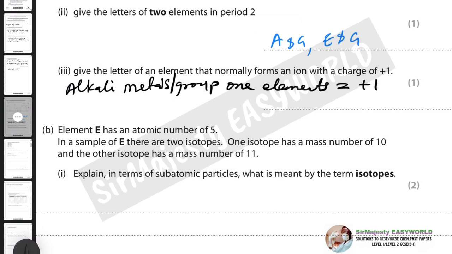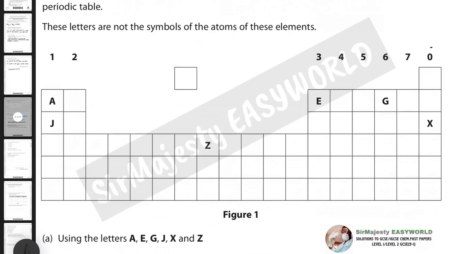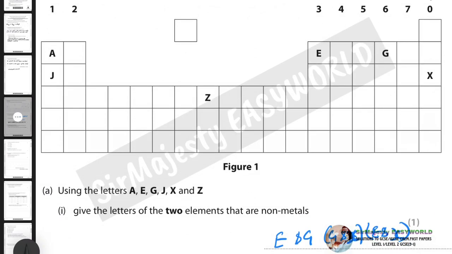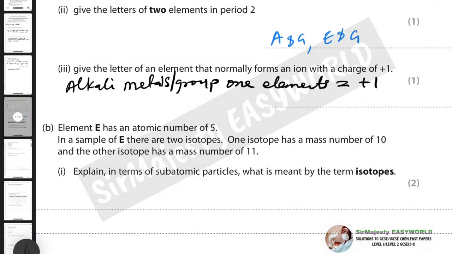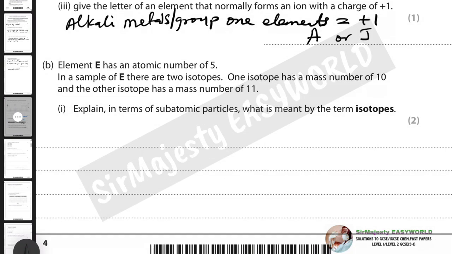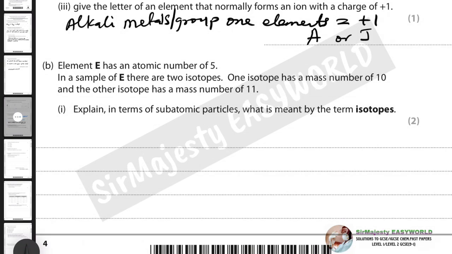So you can pick any one. If you look there, we have elements A and J. They are all in group 1. Elements A and J are in group 1. So you can write the 2 here. They say give the letter of an element, any element. You can write A or J. That settles it.